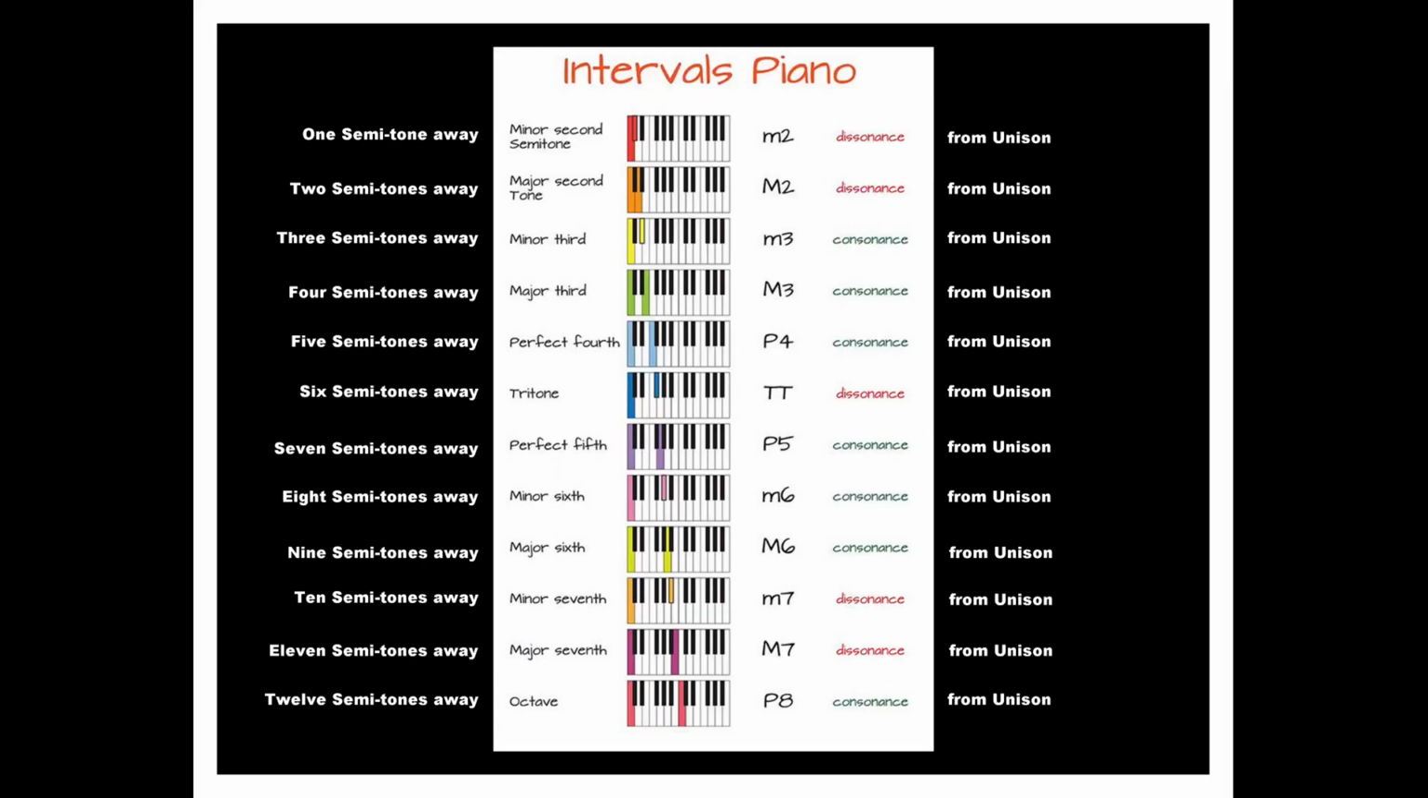Now, quick primer on intervals. An interval is defined as you start with any kind of a baseline tone on the keyboard. It can be anything. You refer to that as the unison, and then you play a second key, and you count how many semitones away it is from that unison, and that tells you what your interval is. And we talked about that in the equal temperament video.